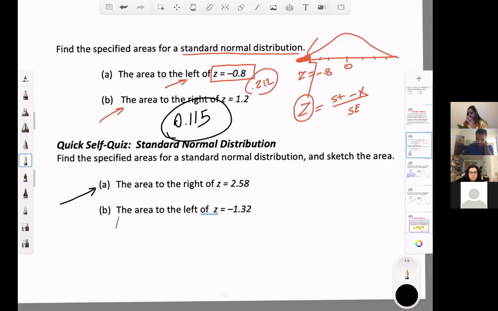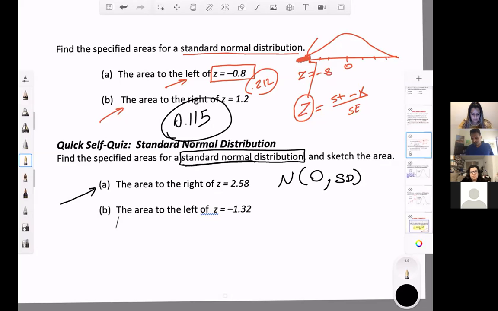What about this one? Find the specific area for the standard normal distribution. That's the standard normal distribution. Mariana, this is N(0, 1), correct? Mean null and a standard deviation of 1. So we do the same thing. Plug it into the StatKey, right? Yeah, because we have Z, correct? Correct. The area to the right, so we have Z. But the question is, if we don't have Z, that's what you're going to see in the next one.